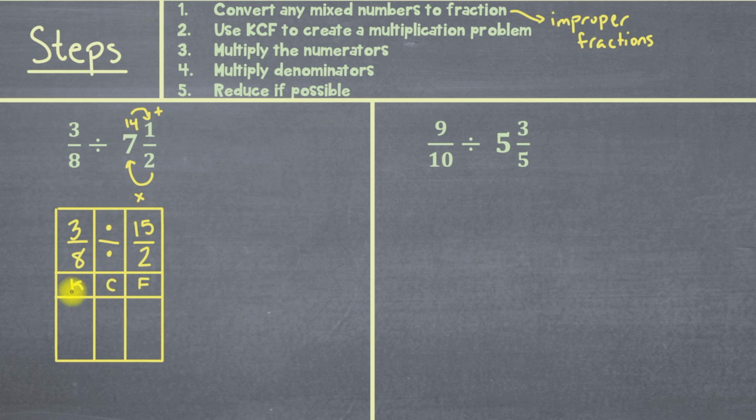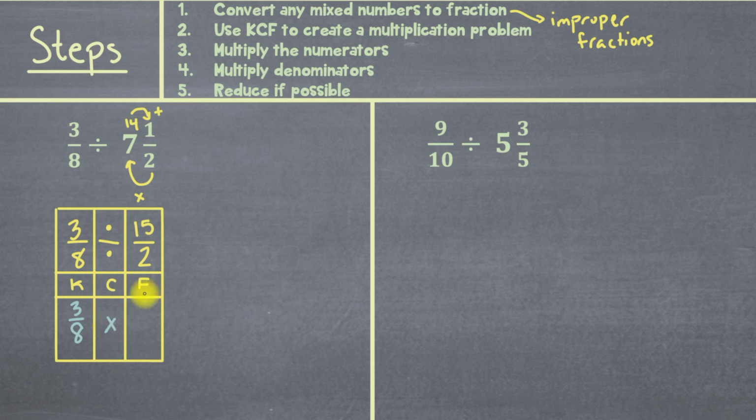So now that we've got our KCF chart set up, let's make sure we follow each step accordingly. The K stands for keep. So I'm going to keep the 3 over 8 exactly the same. The C stands for change. What I'm changing is division into multiplication. So I'll write my multiplication symbol right here.